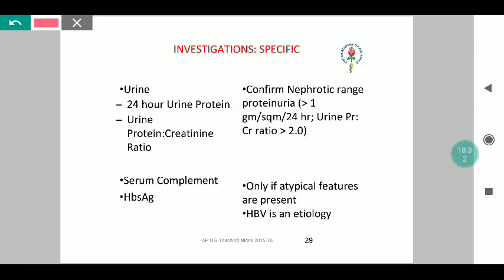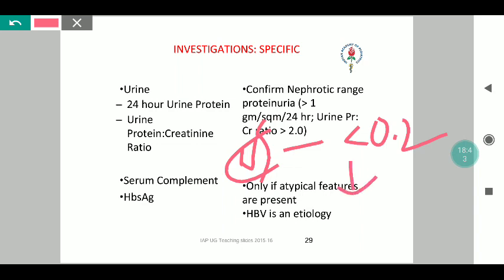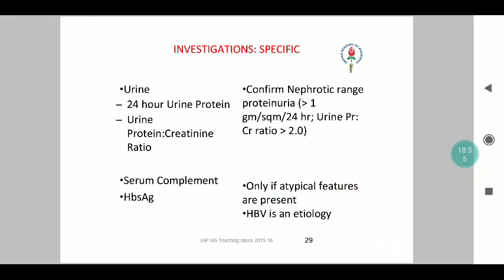This bit I'll give a little extra emphasis. The normal range is less than 0.2. 0.2 up to 2 is considered the nephritic range. More than 2 is considered the nephrotic range. So, I'm repeating this: less than 0.2 is normal, 0.2 to 2 is considered the nephritic range, and more than 2 is considered the nephrotic range.